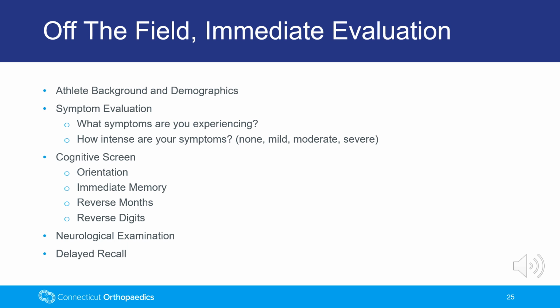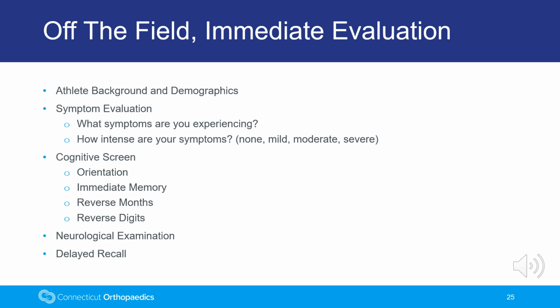Next is a cognitive screen, including orientation and immediate memory, using 5 words such as carpet, apple, bubble, saddle, and pencil. You will say the words to the athlete or patient and have them repeat them back to you, as many as they can and in any order. Have them remember those words for later on.